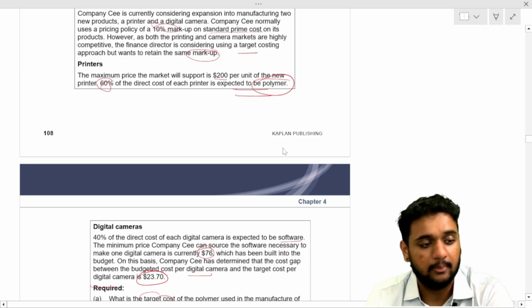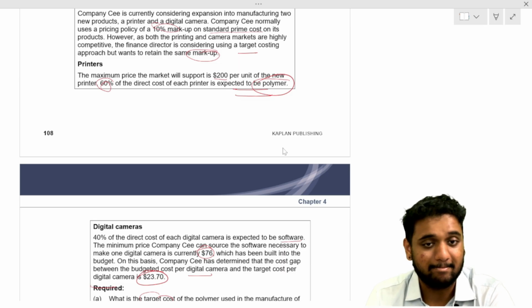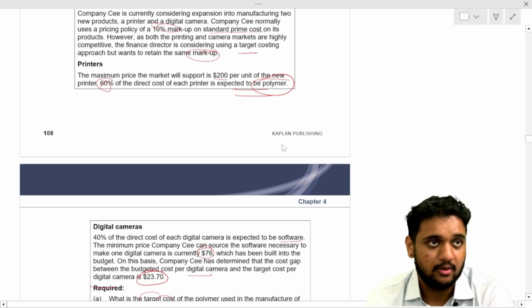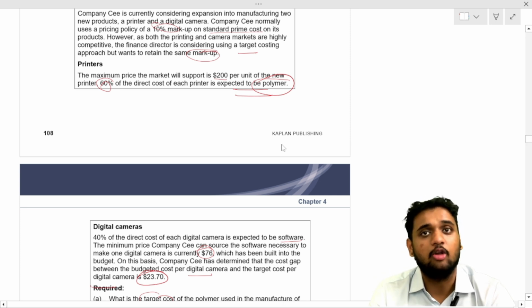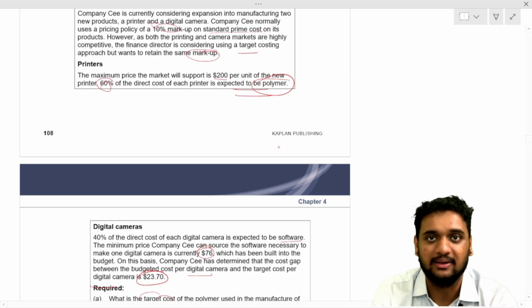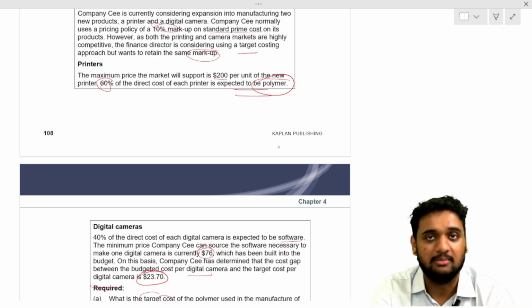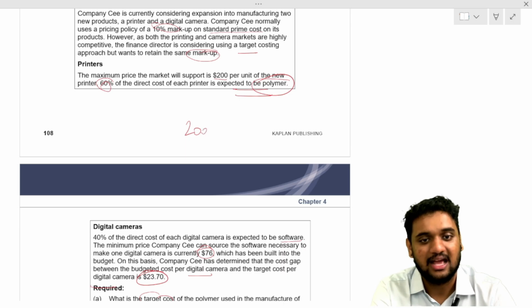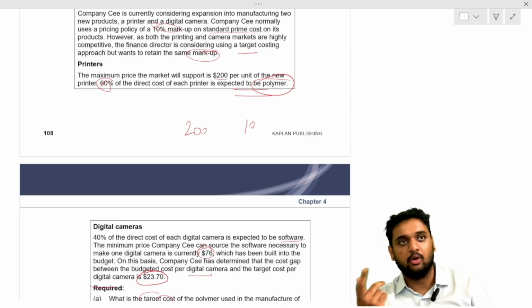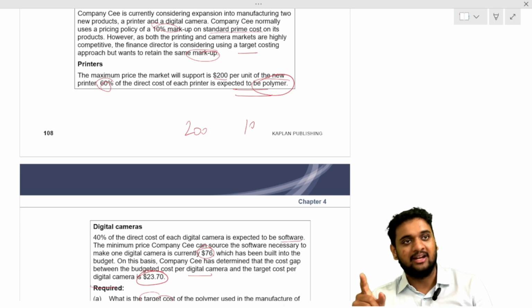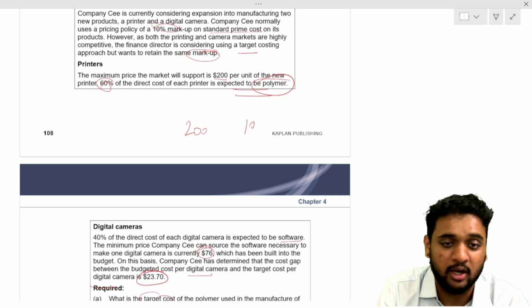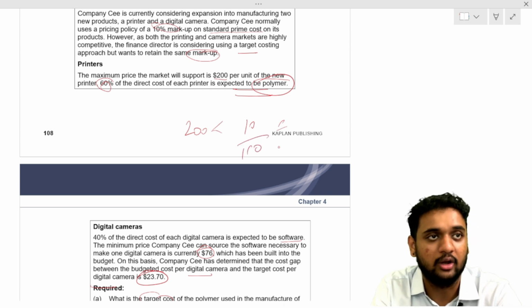First, you have to find out the target selling price. How will you find the target profit? Exactly, 10% markup we saw earlier. 10% markup on prime cost is target profit. Selling price and markup are given. What do you do? Markup to margin: if you go from markup to margin, you have to add it. So 10 divided by 110. So 200 into 10 divided by 110, if you do, you will get the profit.